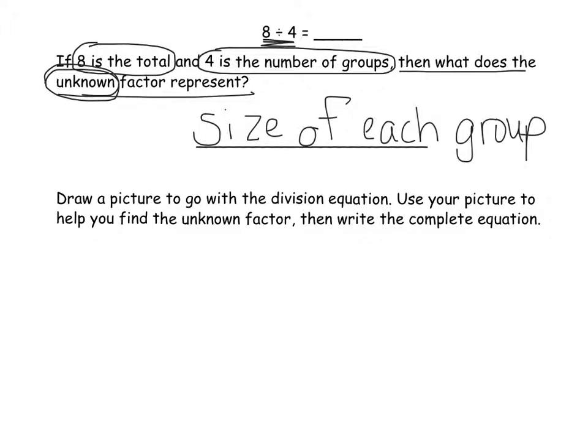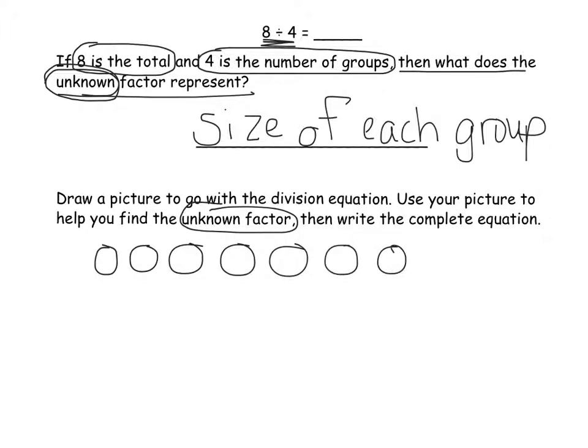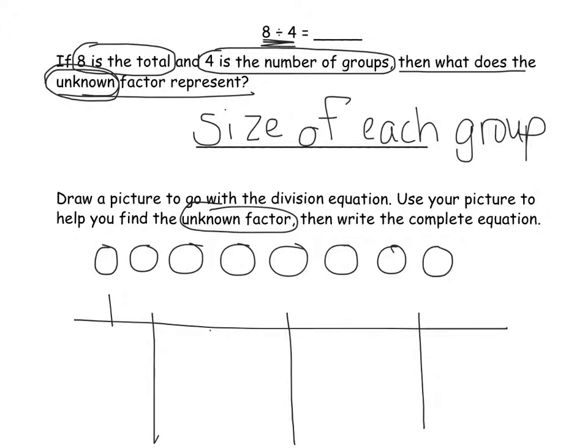So we want to draw a picture to go with the division equation. Use your picture to help you find the unknown factor. Then write the complete equation. So let's draw 8 counters because 8 is my total. 1, 2, 3, 4, 5, 6, 7, 8. And now I'm going to make 4 groups. So I'm just going to make a table and I'm going to separate them into 4 groups. So here's 1 group, 2 groups, 3 groups, 4 groups.